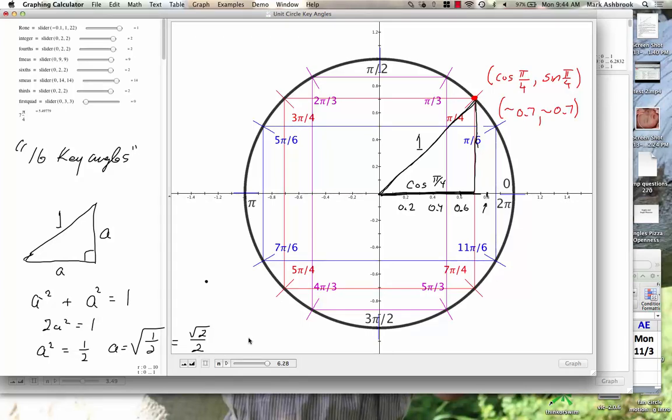Put that in your calculator. Square root of 2 over 2. We expect it to be very close to 0.7 according to what we're looking at. 0.707. That's a better approximation. But that's also an infinite decimal, right? That's an irrational number.